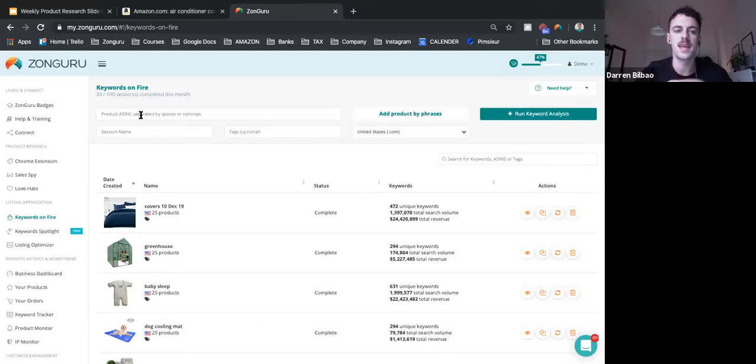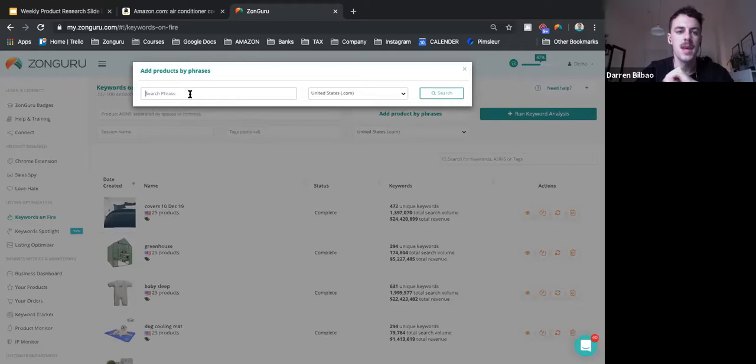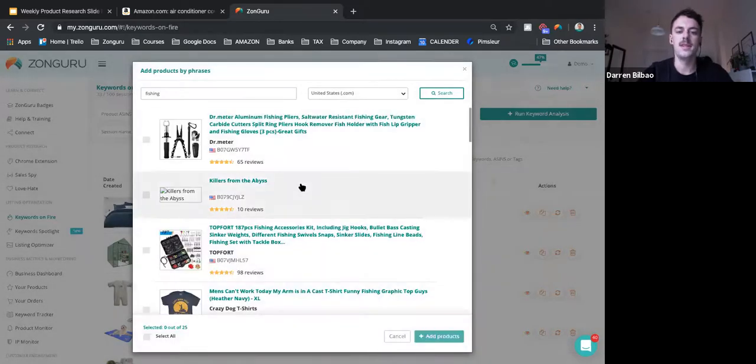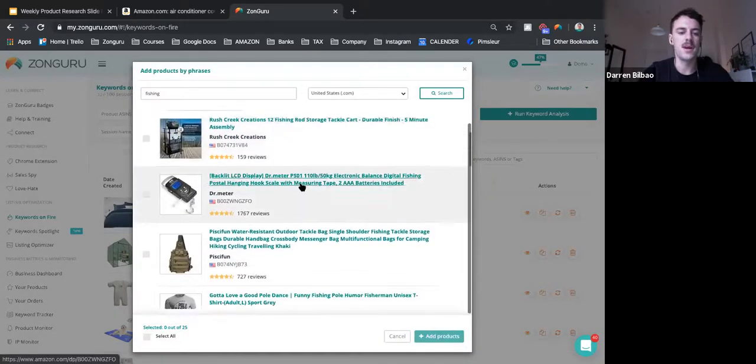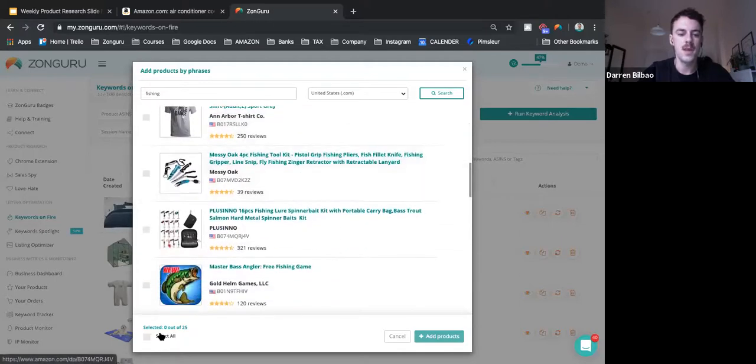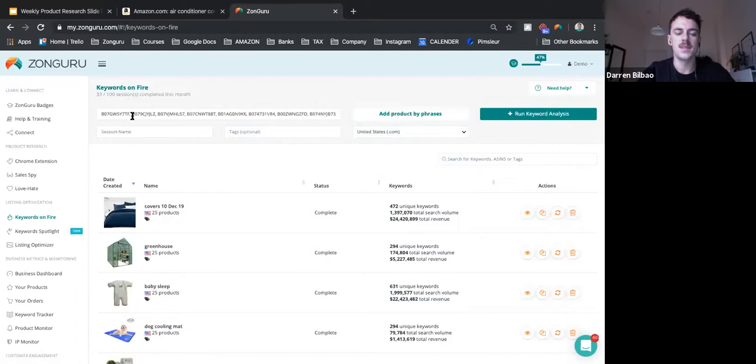To run a Keywords on Fire session, we click add a product by phrase, and then we might just write cats, for example. I recommend thinking of a category that you're really into. For example, one of my hobbies is fishing. So I would type in fishing, click search, and it comes up with a list of all the different products that are related to fishing. We'll just click select all, add products, and now it's going to add them all into here.